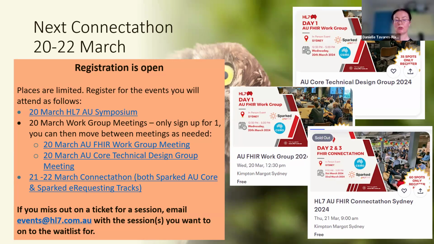But what you can do, I've popped the email here, and I might actually send out an email later today to this technical design group. If you've missed out on a session and you want to attend, if you email that and identify which of the sessions you want to attend that you couldn't get a ticket for, you can go on the wait list. And when you reach the top of the wait list, you'll get an email back from HL7 to provide you your ticket.